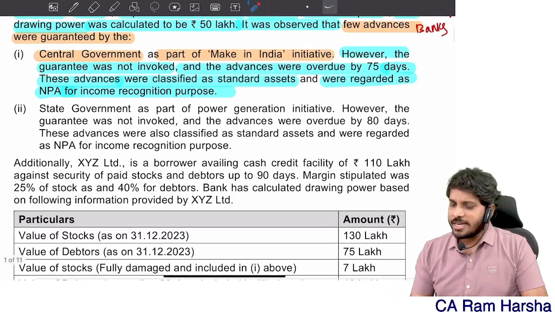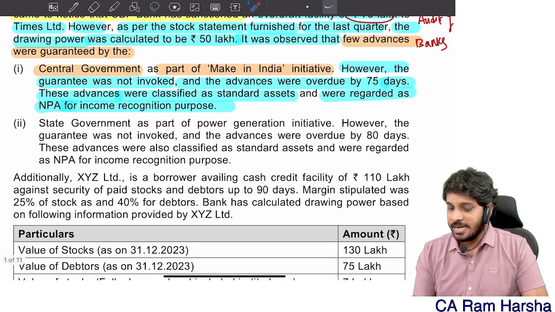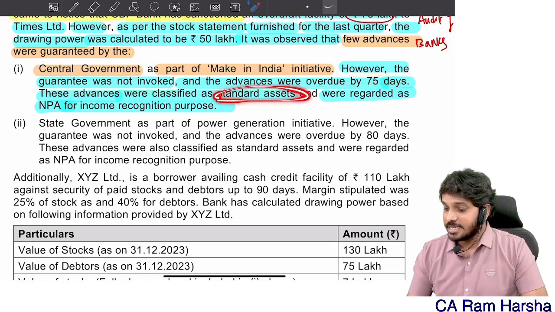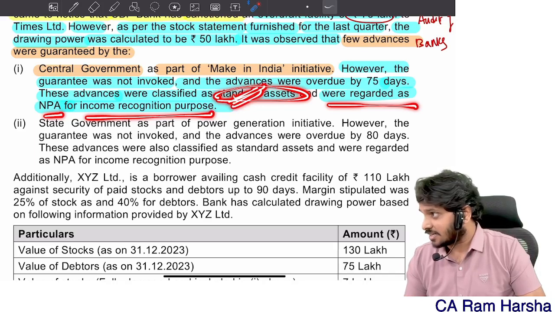Understood? So what here the bank did, they have few advances which were guaranteed by central government. However, the guarantee was not invoked and advances were overdue, and these are classified as standard asset and were regarded as NPA for income recognition. Is this correct or not as per the RBI circular? Yes, it is correct. Fine.